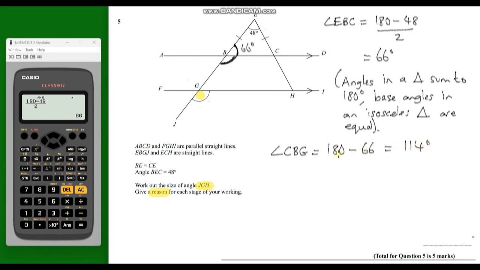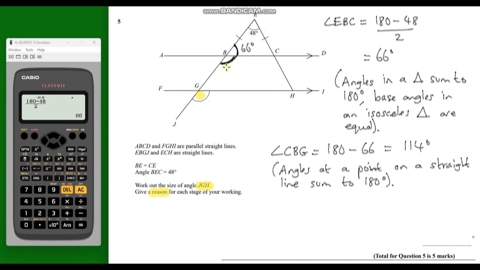And why did I do 180 minus 66? Well, that's because angles at a point on a straight line sum to 180 degrees. You could probably just get away with saying angles on a straight line sum to 180 degrees.